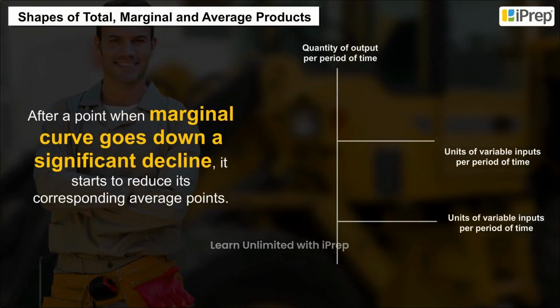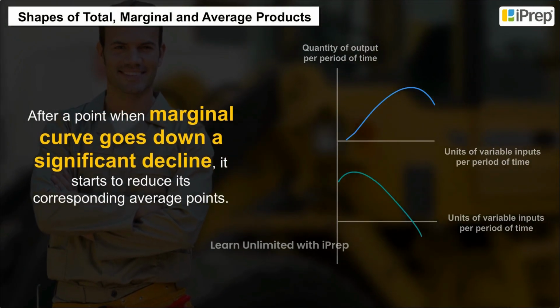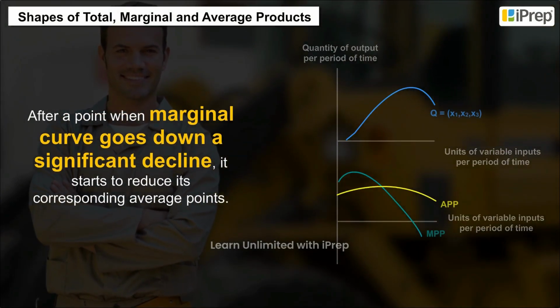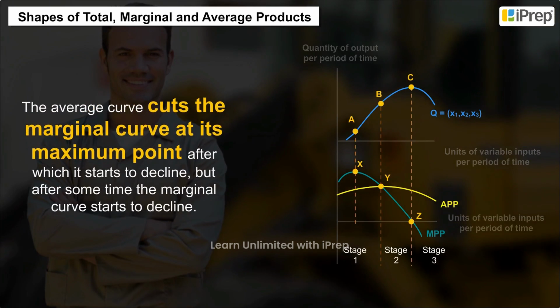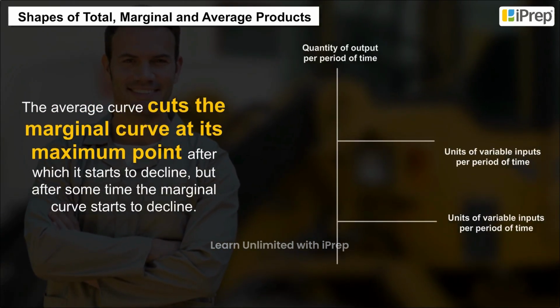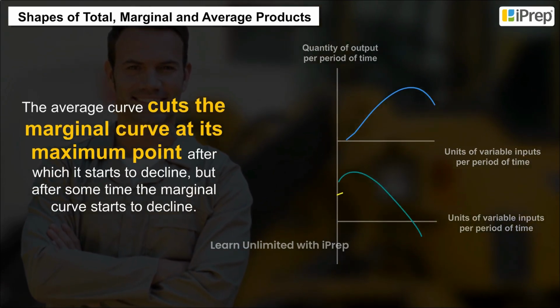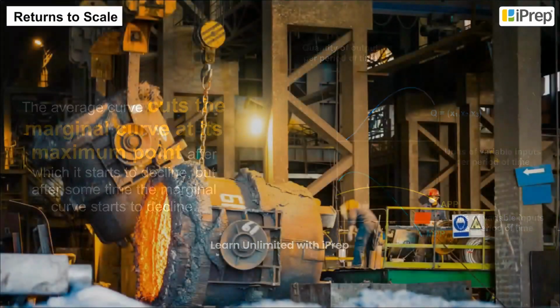After a point when the marginal curve goes down significantly, it starts to reduce its corresponding average points. The average curve cuts the marginal curve at its maximum point, after which it starts to decline. But after some time, the marginal curve starts to decline. Returns to scale.